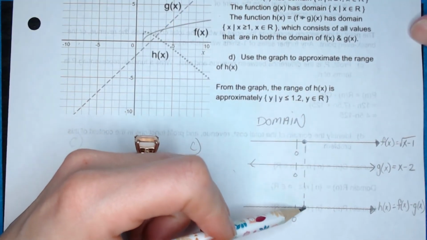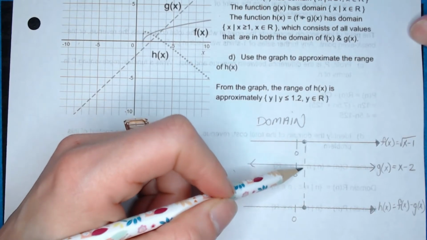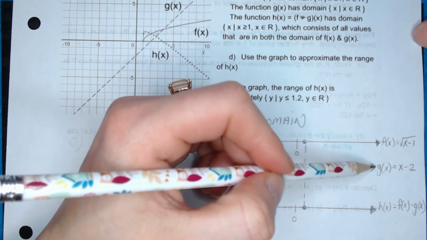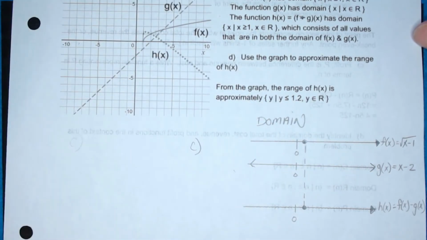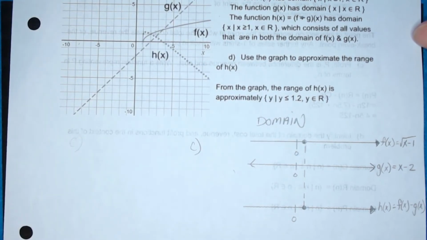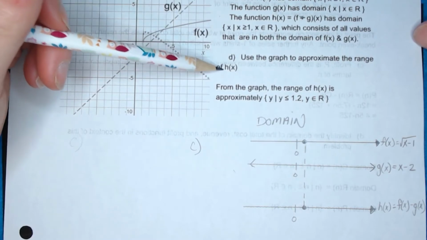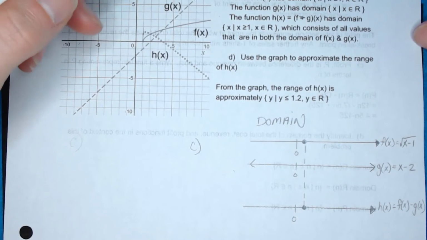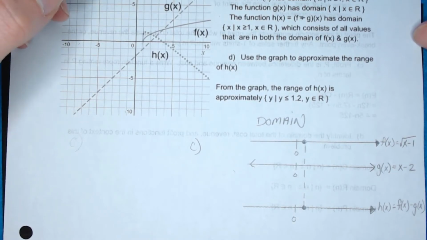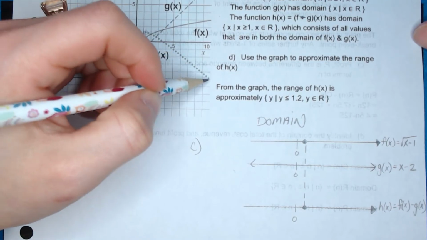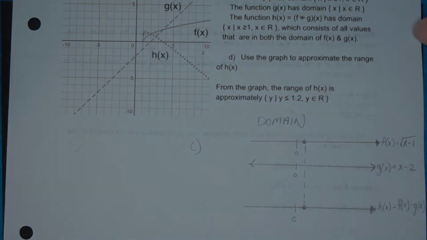And the same isn't true in h of x because that domain is restricted by the minimum value or the maximum value of each of the functions f of x and g of x. So the domain of g of x here doesn't really matter that much. You just need to recognize that the 1 is your minimum value. And then use the graph to approximate the range of h of x. So from the graph, you can see that it's approximately 1.2. If you said 1, that would be fine. And then, of course, it's going downwards in this direction, so it's less than or equal to that.